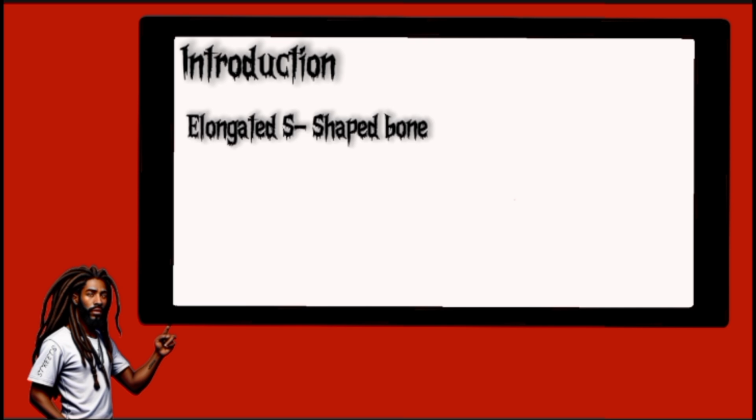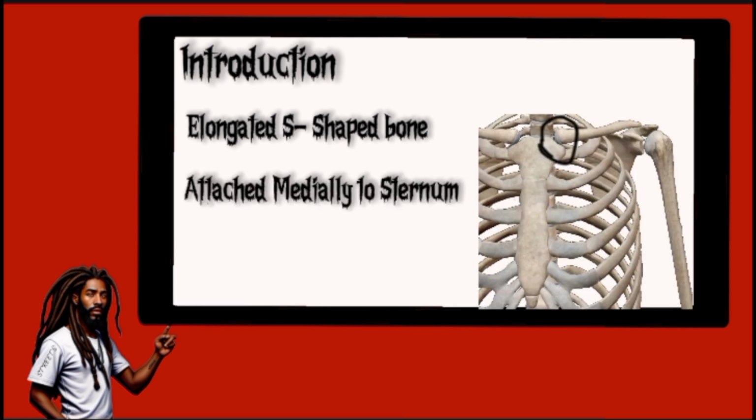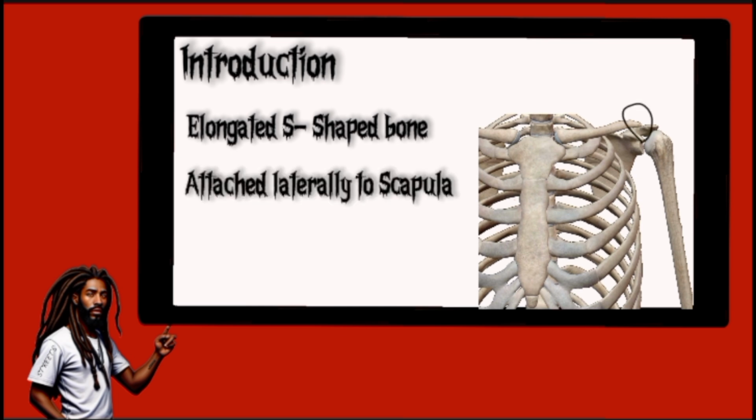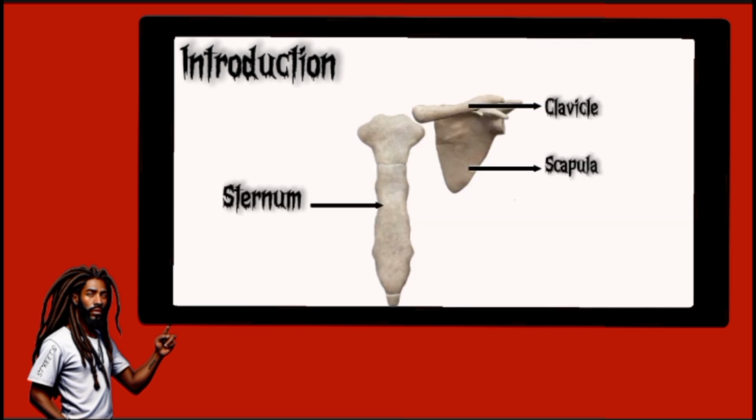Clavicle na S-shaped bone. When I say S-shape, I dey talk about elongated S wey dey drag like the one wey you dey see for your screen. The bone dey attached medially, that's at the center, to the sternum, and e dey attached laterally, that is at the side of the body, to the acromion process of scapula, as you dey see for your diagram.